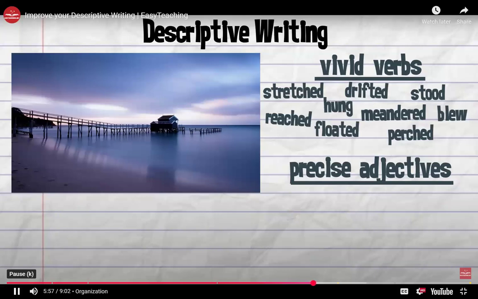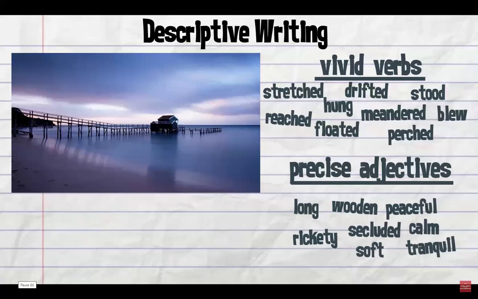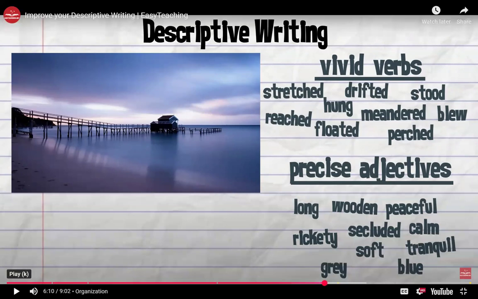And my adjectives: long, rickety, wooden, secluded, peaceful, calm, tranquil, soft, grey, and blue. I'm going to point out, you can hear the accent. This guy is Australian. I don't know why so many English videos are done by Australians. That's when I find good videos. They're almost always not from the US. Grey is the British and Australian spelling of gray. In the US, we tend to use gray. Grey is also acceptable, just in case you haven't seen that.